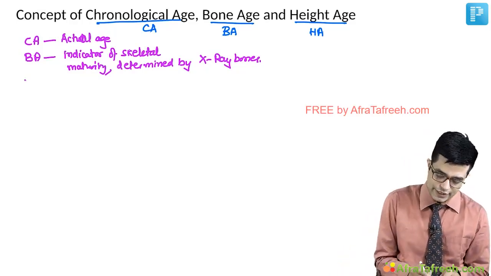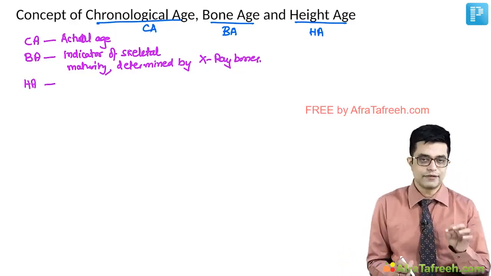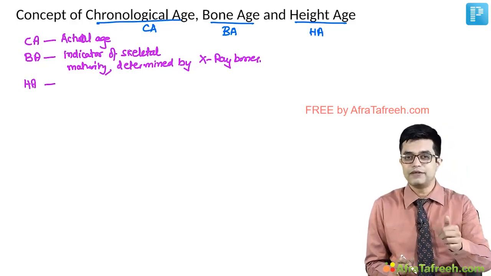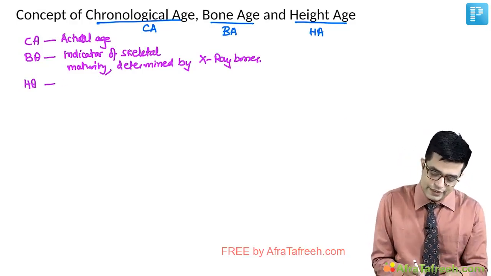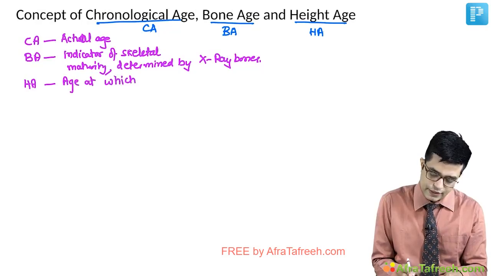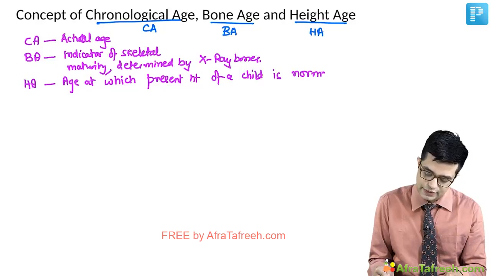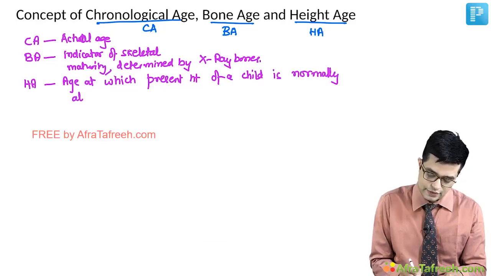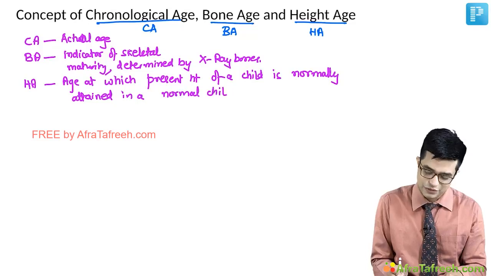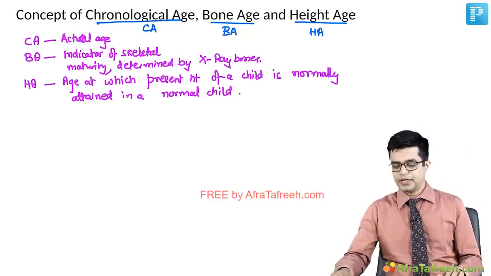And third is your height age. Height age is, first I'll write the definition, then I'll explain with an example. Height age is the age at which the present height of a child is normally attained in a normal child. Confusing? I know. Let me give an example.